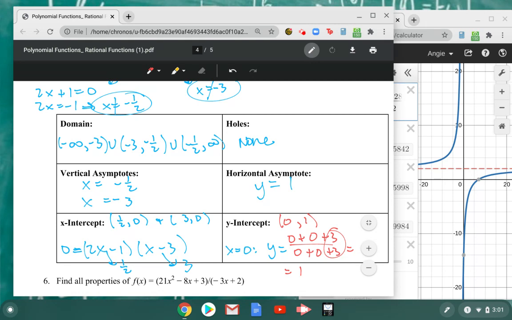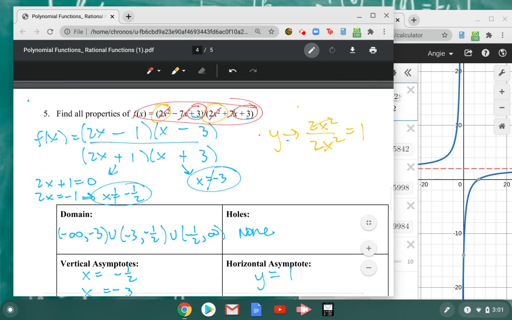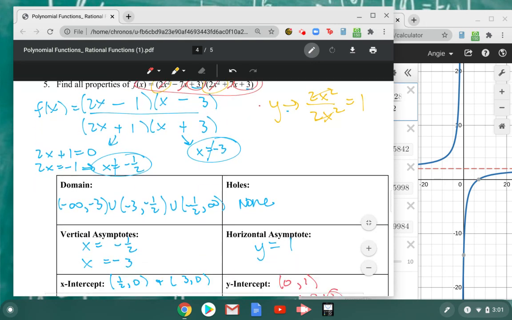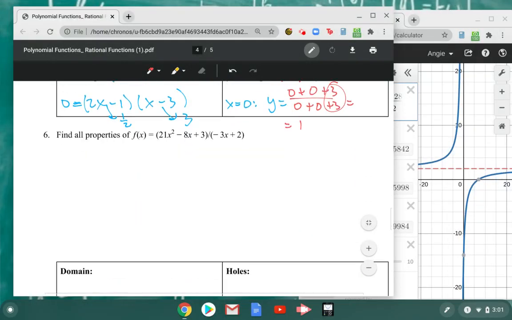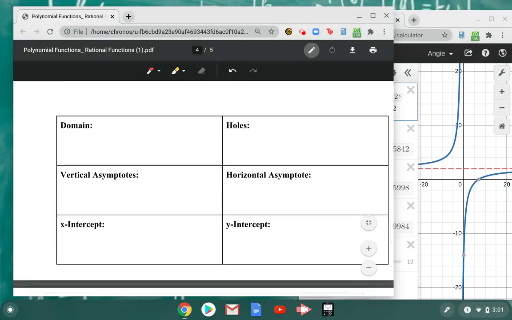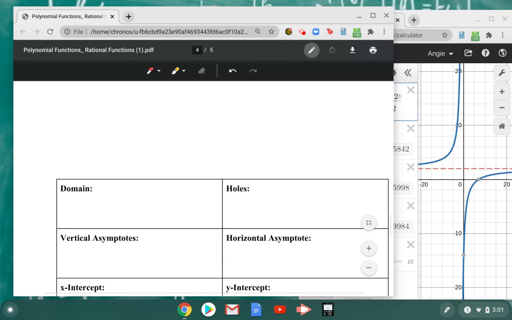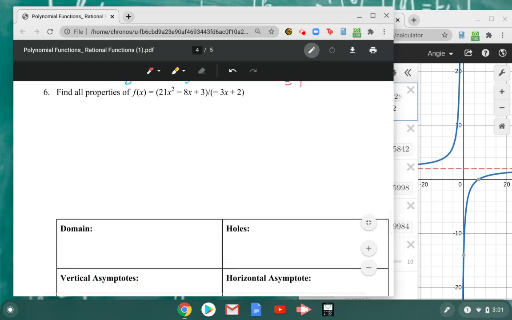We can verify this, of course, with Desmos. So it'd be a great idea to go in and verify all of that with Desmos. Okay, this is almost our last one. So for this one, last one of this group anyway, I do want to start by factoring.